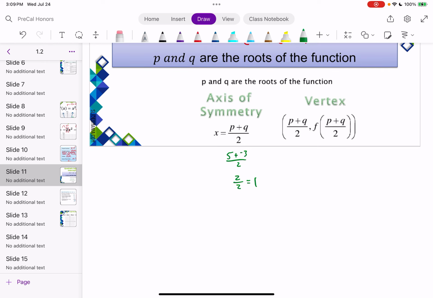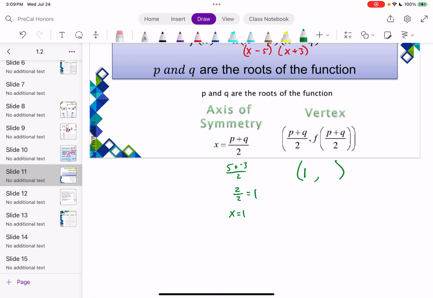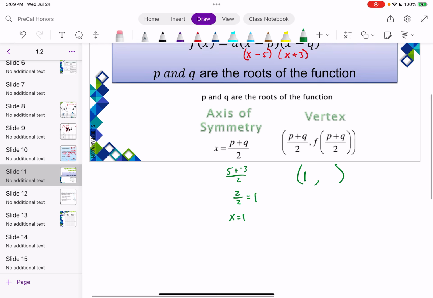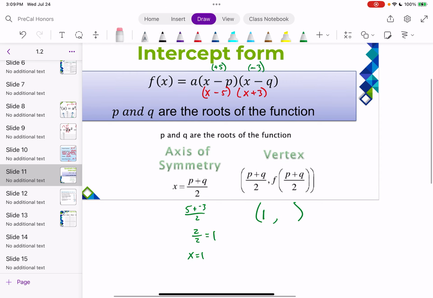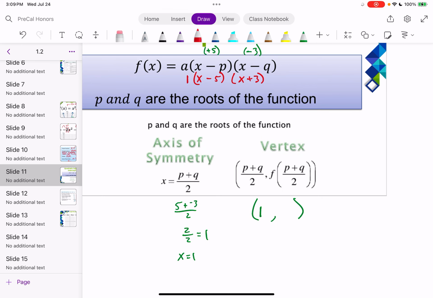Keep in mind, that is describing the x of our vertex. So if we know that our vertex is x equaling 1, we need to find y. In order to do that, you need to plug the answer we received, our x, into our equation. Keep in mind, for a, we just use a single number of 1. We did not put anything in there. We would go ahead and plug it back in.